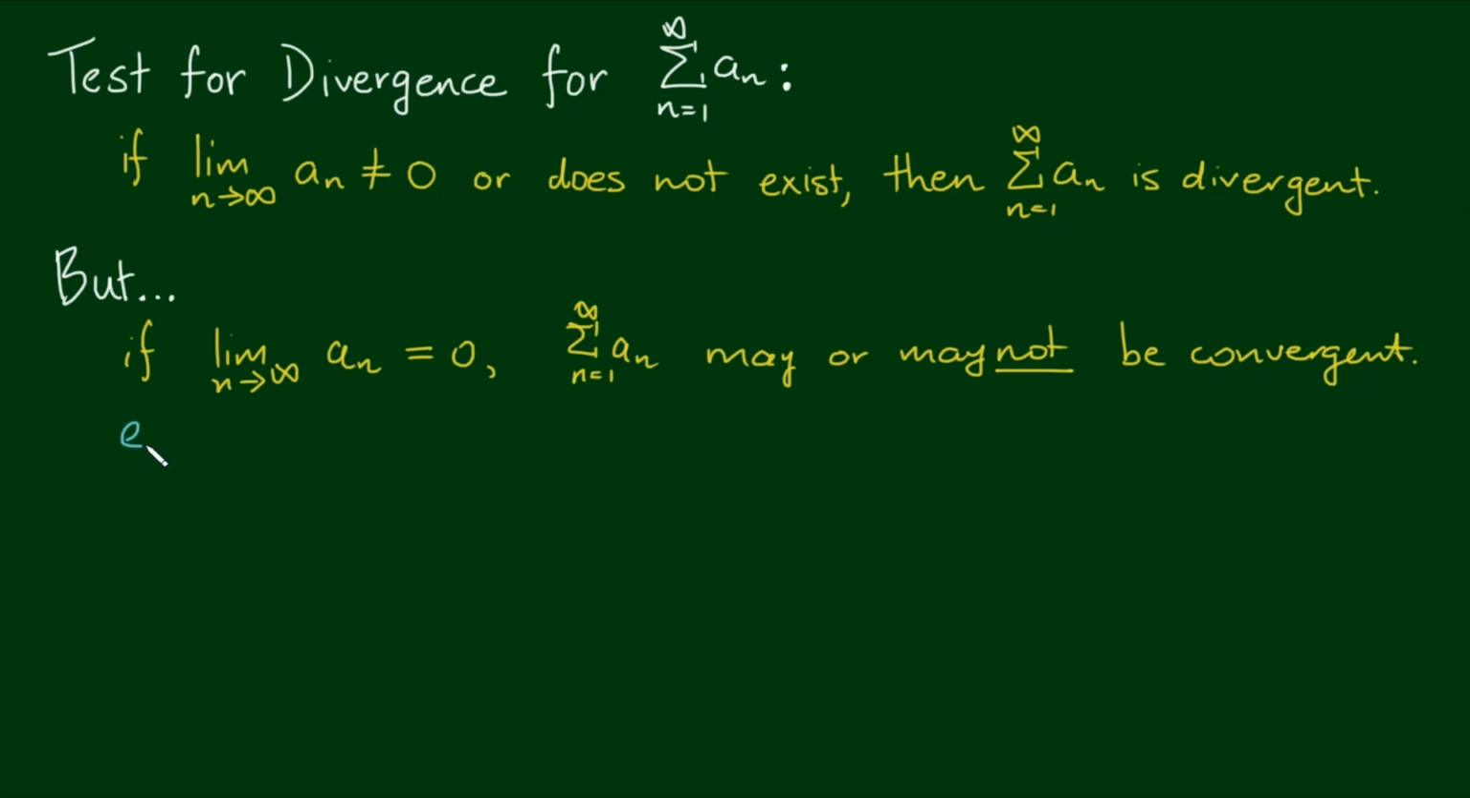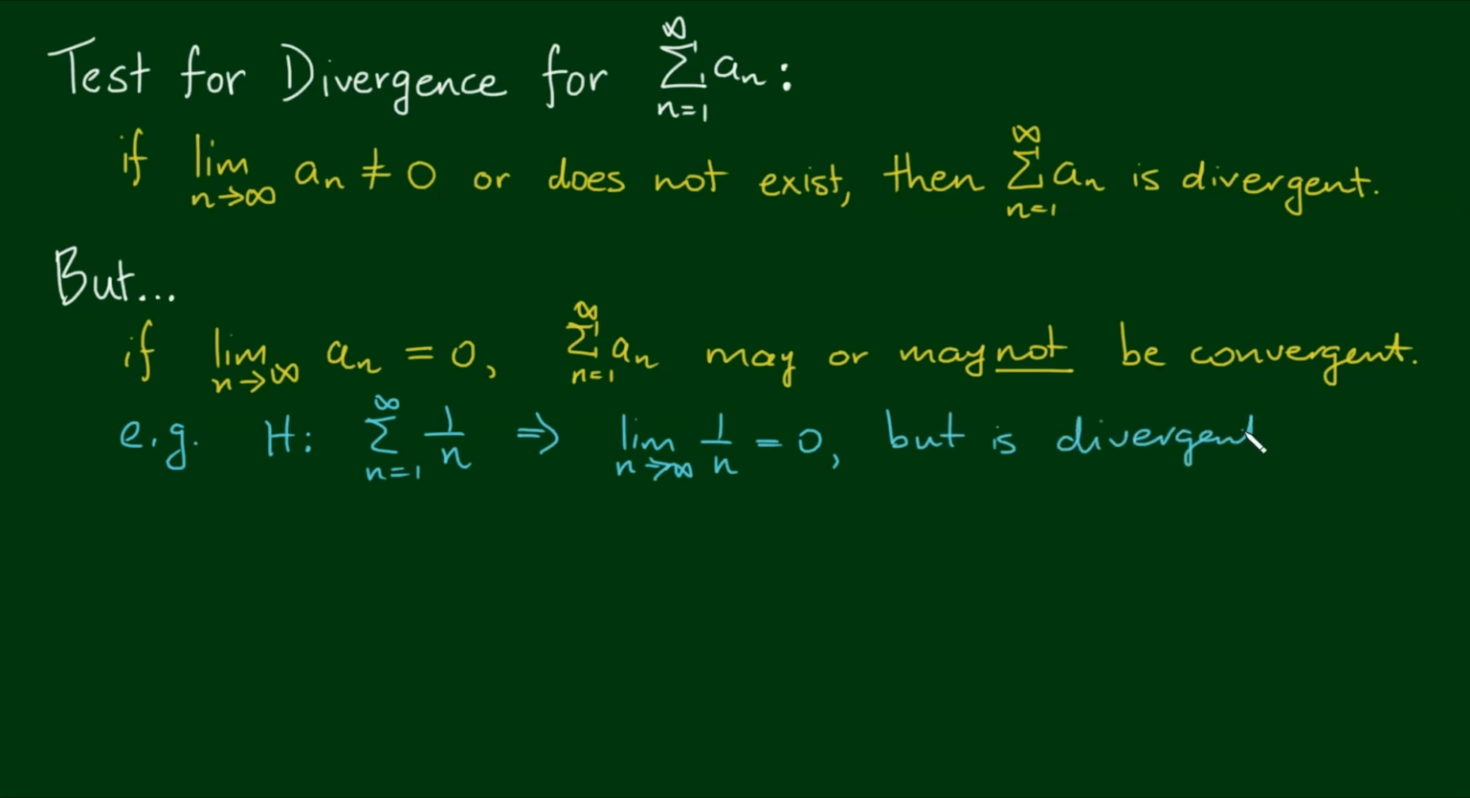And we've covered this now extensively. So for example, the harmonic series, which is the sum from n equals 1 to infinity of the terms 1 over n, well, the limit of the terms as n approaches infinity of 1 over n is equal to 0, but the series is divergent. So how do we know that the series will be convergent or divergent then? Is there a test for this? And the answer to that is yes. It's called the integral test. And we're going to show how this integral test works in this video.